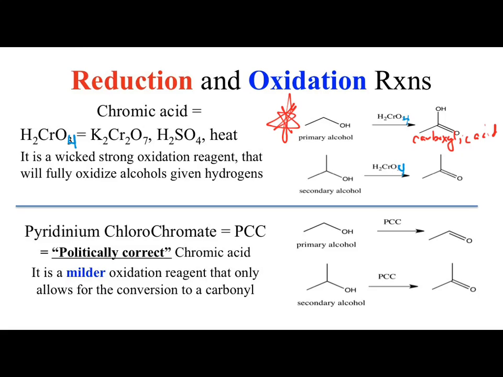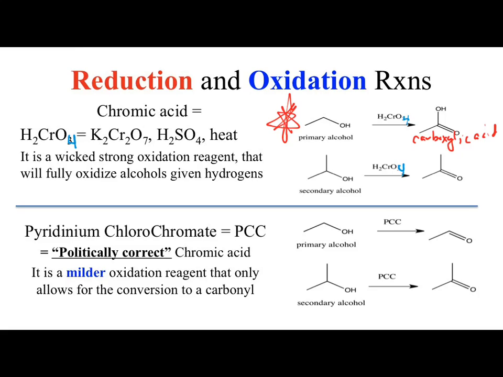Pyridinium chlorochromate is a slightly more complex structure. You could remember that name if you'd like, or you can just remember PCC, because that's how you'll see it in the literature, and you'll probably see it that way in your textbook as well. Okay? I prefer to think of it as a different term. The PC, I tend to think of as politically correct chromic acid. Okay? What do I mean by that? It's a much milder reagent.